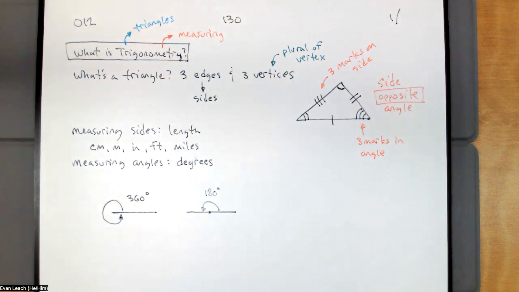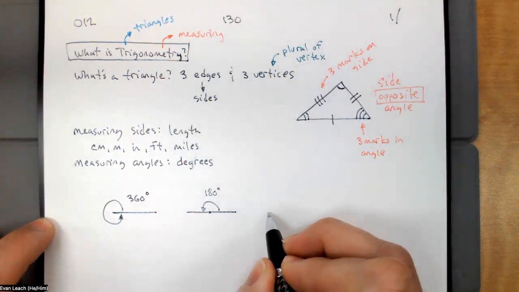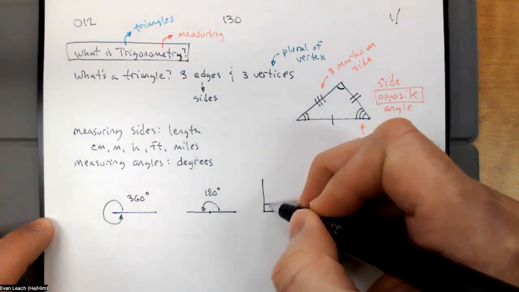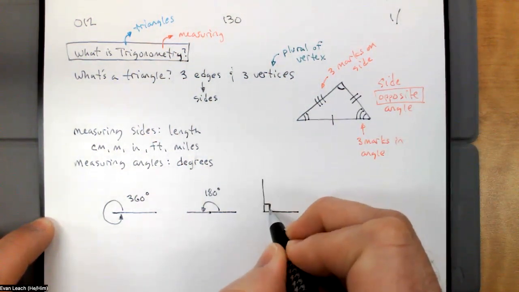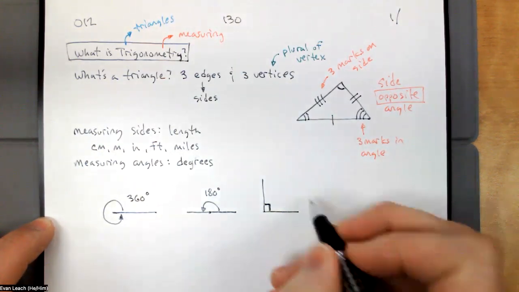90, what's 90? What's another name for a 90? A right angle. See how much you guys know already. I'm like, oh, my job's going to be easy. And the students are like, oh, challenge accepted.